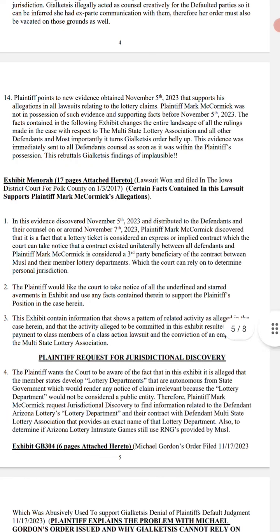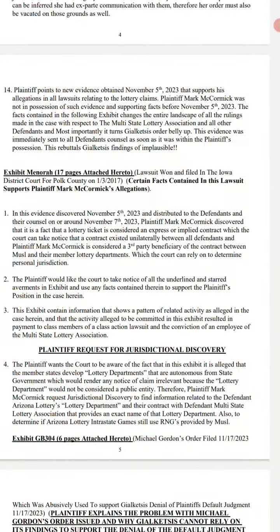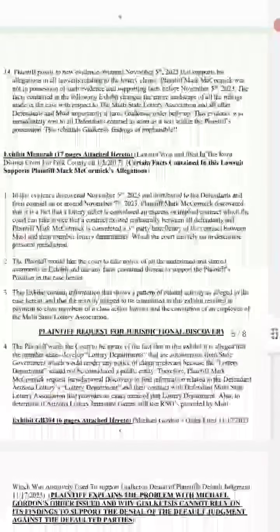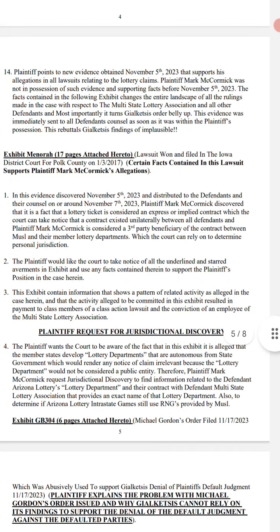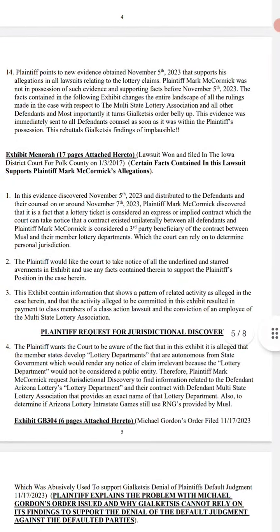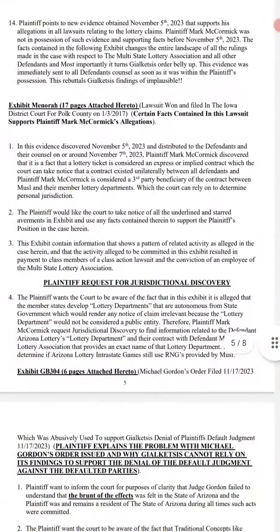Therefore, she could not have relied on the allegations contained in the complaint to deny the plaintiff's motion for default judgment against the defaulted parties that did not contest the court's jurisdiction. Gialketsis illegally acted as counsel creatively for the defaulted parties, so it can be inferred with the preponderance of the evidence that she had ex parte communication with them. Therefore, her order must also be vacated on those grounds as well. And she will be getting a complaint filed against her and Michael Gordon with the Judicial Committee like Allison did.